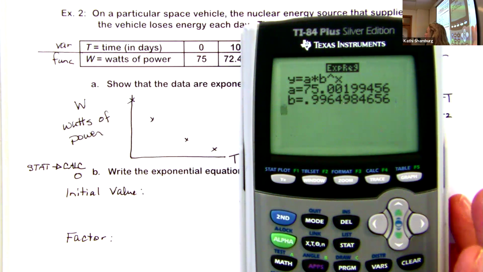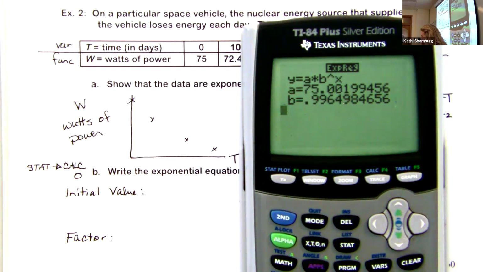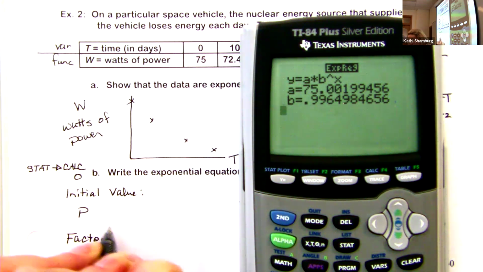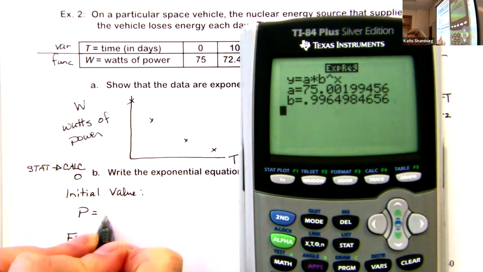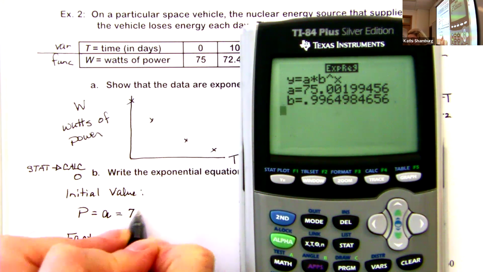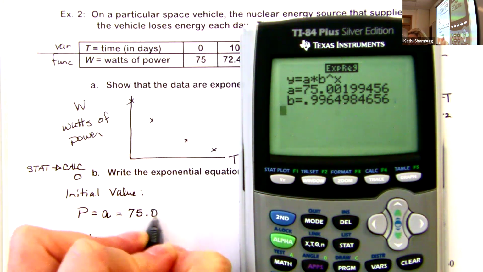Now do you get the same numbers as I do? Please be a yes. No? Did you get what I got? Yeah. Oh, perfect. Okay, so we know the initial value to be P. It'll always be the first one, which is A in your calculator. I'm going to go 3 decimal places, 75.002.